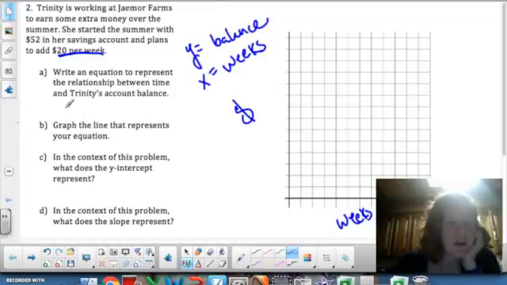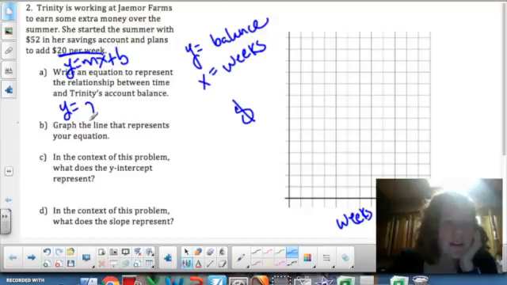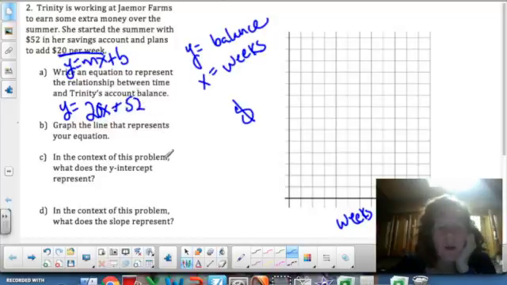Then it wants us to write an equation to represent. So y equals, remember I'm always going to try and write it in terms of y equals mx plus b. So y equals $20 per week, that's $20 times the number of weeks that goes by, added to that $52 that she started with. So there's my equation, y equals 20x plus 52.